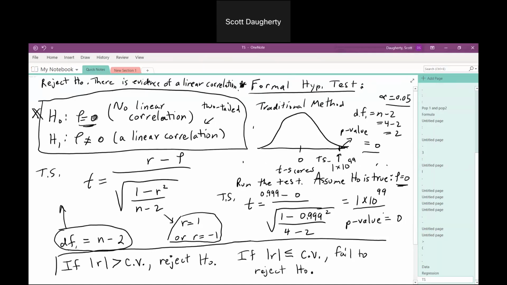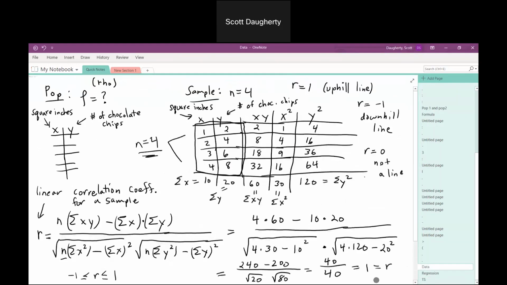So we rejected the null hypothesis, and that means there's evidence of a linear correlation, which we already knew because when we calculated R, we got 1, and 1 is a perfect line that's going uphill. So anyway, the point is that this forms a line when you make a scatter plot of it. This data here from our sample forms a line.